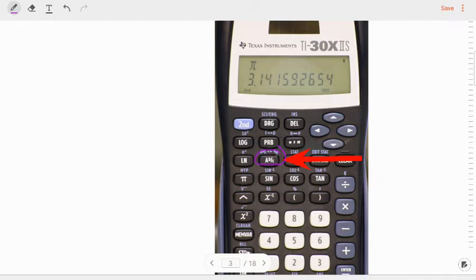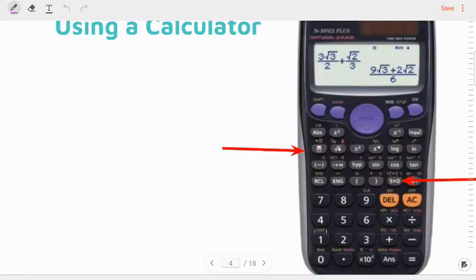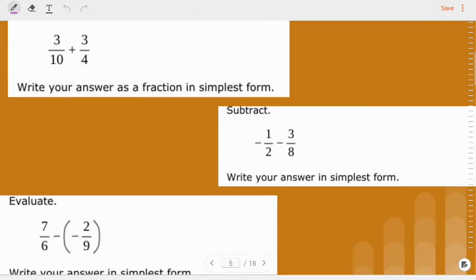This arrow is pointing to our fraction button. A separate video will be linked on this assignment in order to show you how that calculator works. You can also use this calculator. You'll notice right here is the fraction button. All right, let's go ahead and get started.